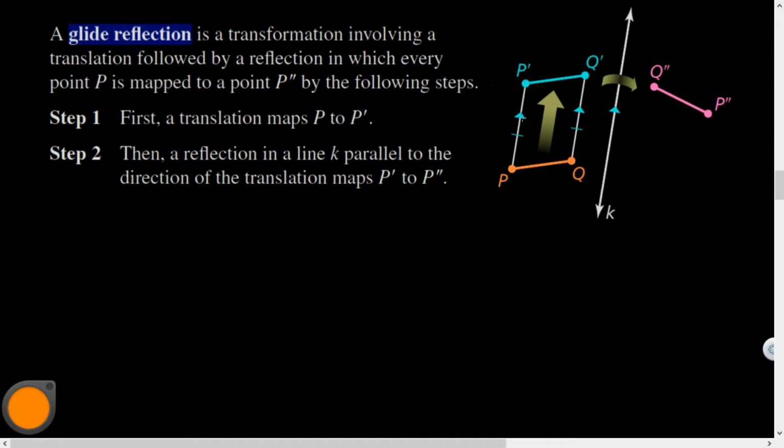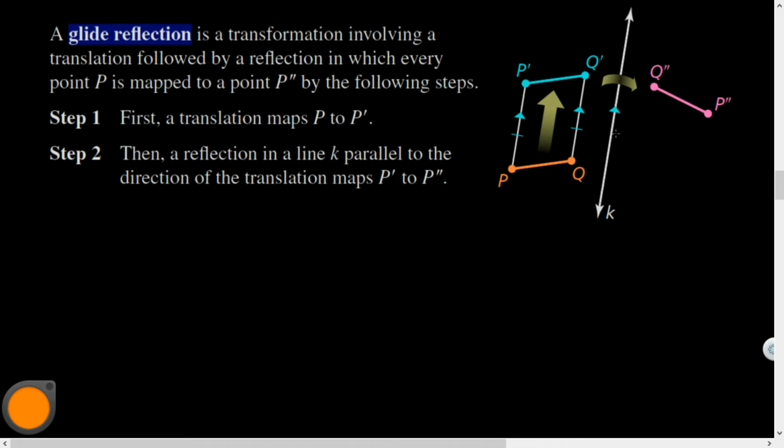So let's see a glide reflection. So those of you who are looking for some sick new moves on the dance floor, this is what you got to do. You do a slide and a flip, right? You do the slide and then you do the flip, all right? Like so. So a glide reflection is a transformation including a translation followed by a reflection in which every point P is mapped to P double prime by the following steps. First, a translation maps P to P prime. Slide, right? And then you reflect it in the line K.